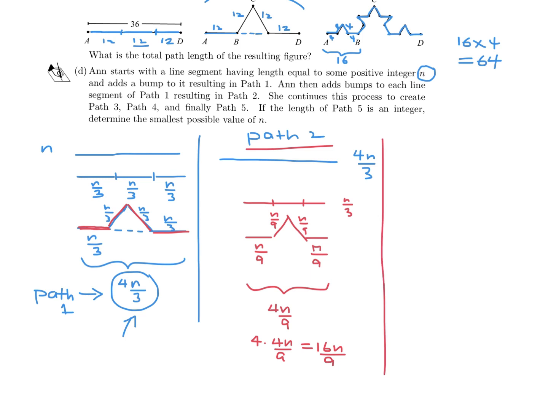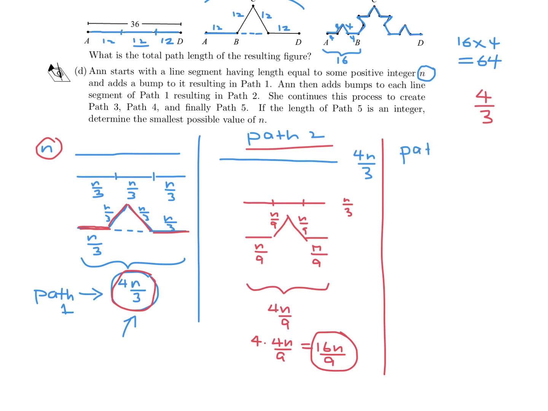Okay, so what it looks like to me, from going from n to 4n over 3, and then to go from 4n over 3 to 16n over 9, it looks like you're multiplying each time by 4 over 3. Is that right? Yeah. So that is the pattern that I was trying to find, because otherwise you'd have to keep doing this manually.